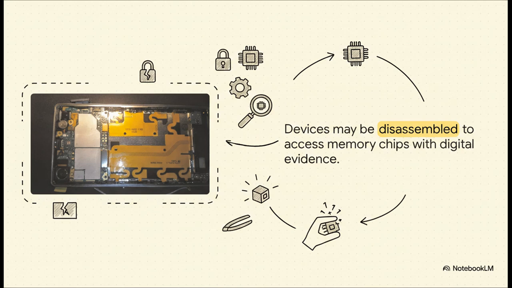If a phone is smashed up or password protected, they might actually have to physically take it apart and use special hardware to pull the data directly off the memory chips inside. It's some seriously detailed work.